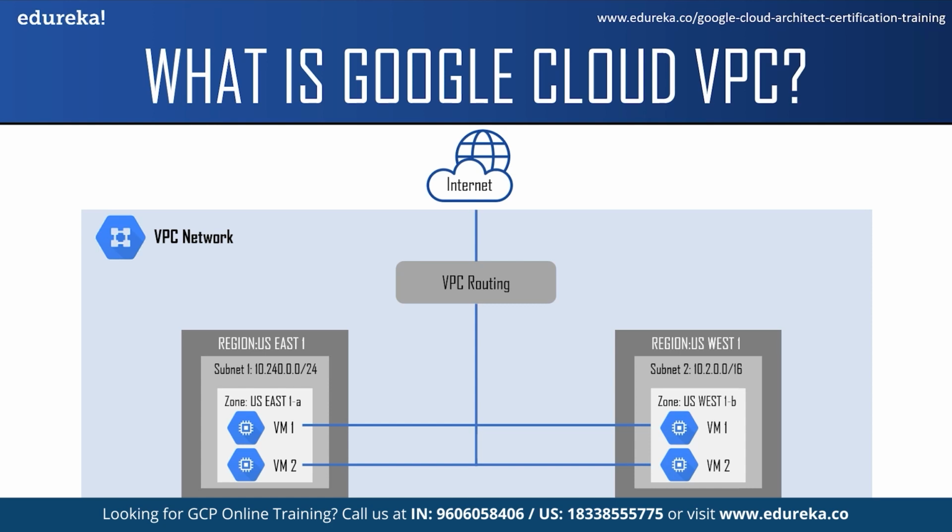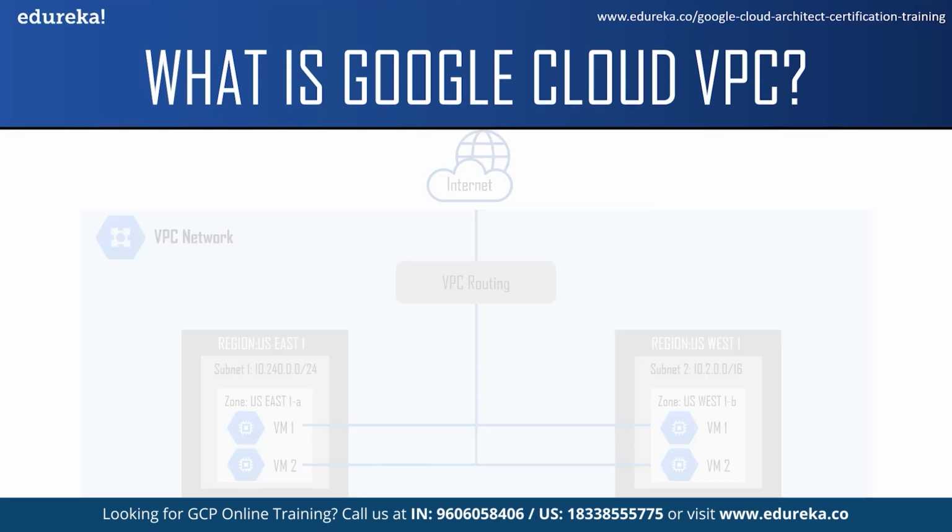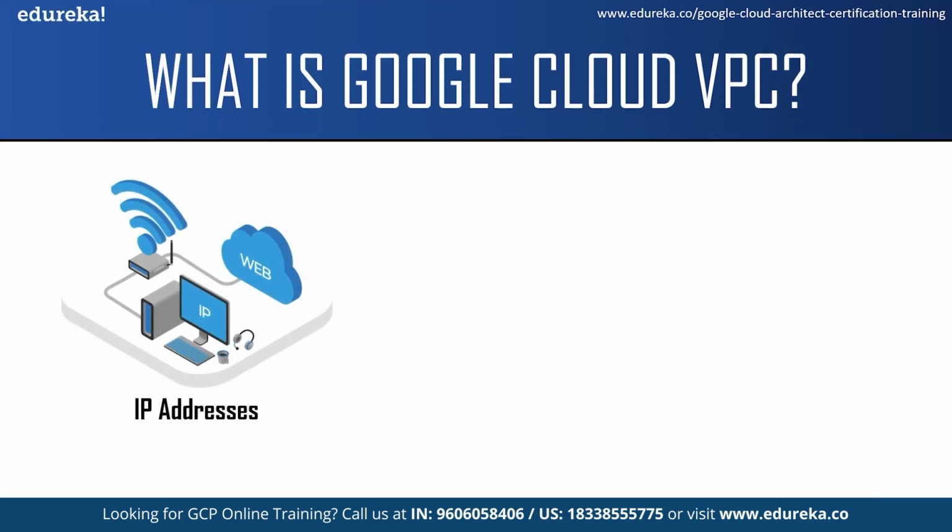Moving on, let us understand a few important concepts in VPC like IP addresses, routes, and firewall rules. You will find all these concepts in Google Cloud VPC's console. So first, let us talk about IP addresses. Each virtual machine instance in GCP will have an internal IP address and typically an external IP address. The internal IP address is used to communicate between instances in the same VPC network, while the external IP address is used to communicate with instances in other networks or the internet. These IP addresses are ephemeral by default but can be statically assigned. Ephemeral means the IP address will keep changing every time the virtual machine restarts.